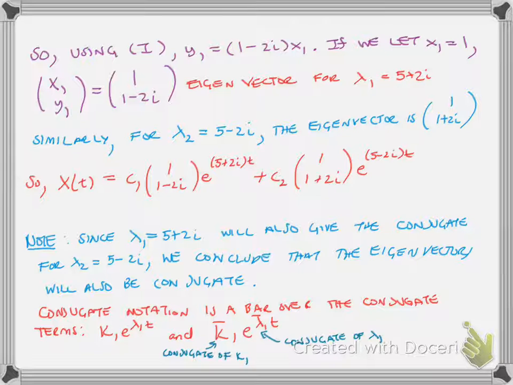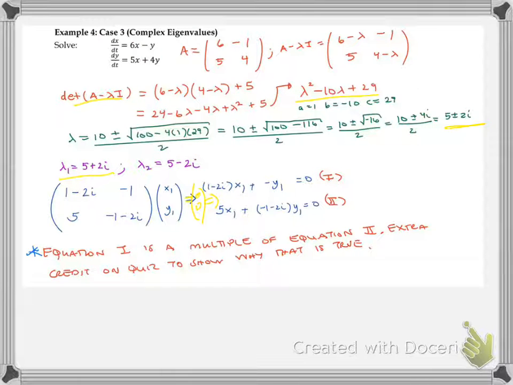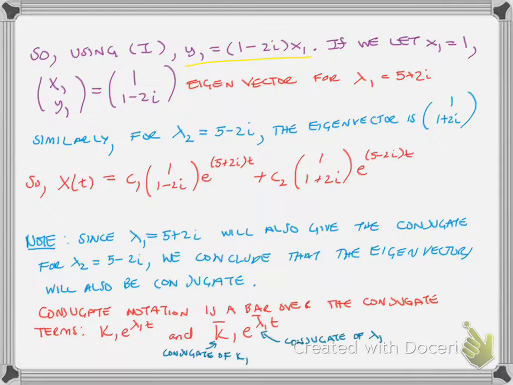So using lambda 1, and again, you can pause the video if you want to write this down. Y sub 1 equals, and we talked about in class, if they're multiples, we only need to focus on one equation, right? So I focused on the top equation, solved for y sub 1, and if we let x sub 1 equal 1, then y sub 1 is 1 minus 2i. So here we have this eigenvector, which makes sense: if our eigenvalue is complex, then our eigenvector will also have an imaginary term in it as well. And similarly for lambda 2, 5 minus 2i, the eigenvector is going to be 1, 1 plus 2i.